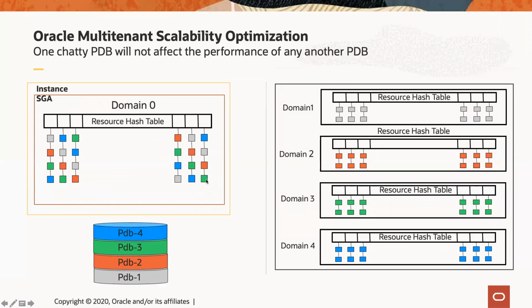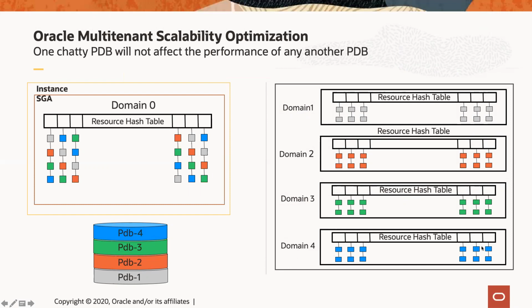Now, it is possible that the green PDB does not have many blocks, but still I have to go through the blue PDB and the red PDB and the gray PDB in order to reach my location. On the right-hand side, you see the optimization. What we have done is divide each PDB into separate domains. So now if I have to go to the blocks of PDB4, I no longer have to go through the blocks of the green or anything else, because I can map PDB4 to domain 4. Now I can quickly get to my resource.